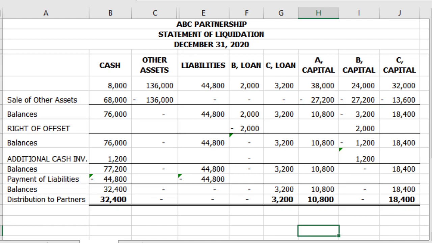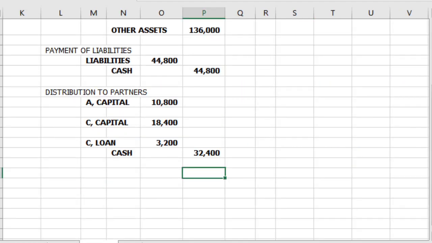So, proceed na tayo sa ating journal entries. So, eto na yung ating entry. Debit A capital 10,800, C capital 18,400, C loan 3,200, and then cash of 32,400.